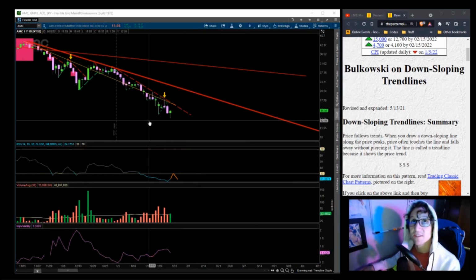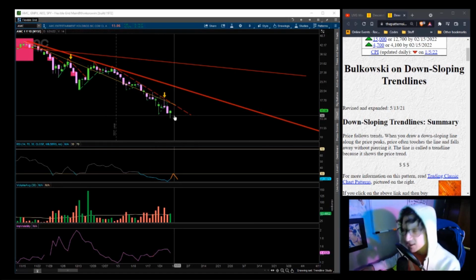Buy and hold investors can continue to hold and buy. Swing traders can continue to play these swings in the price. And that's what I got.